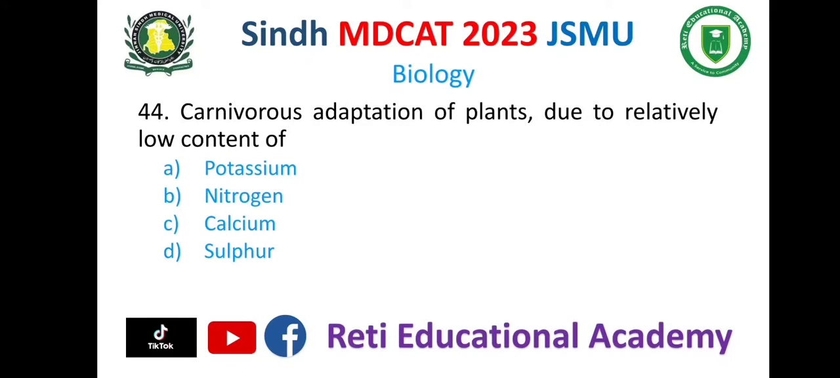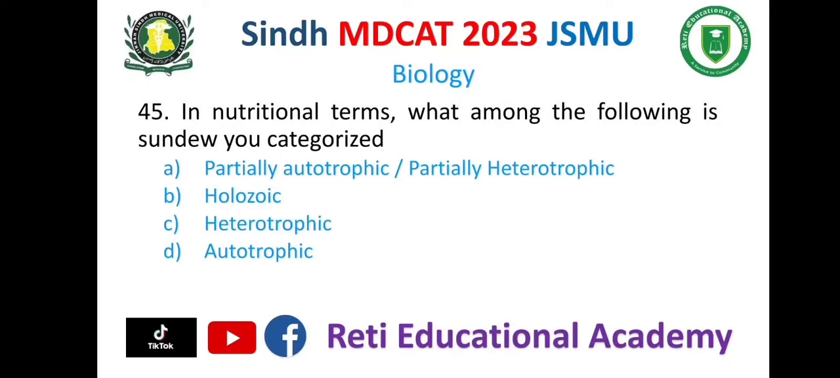Carnivorous adaptation of plants is due to relatively low content of A. Potassium, B. Nitrogen, C. Calcium, D. Sulfur. And the correct answer is B. Nitrogen. Question number 45.